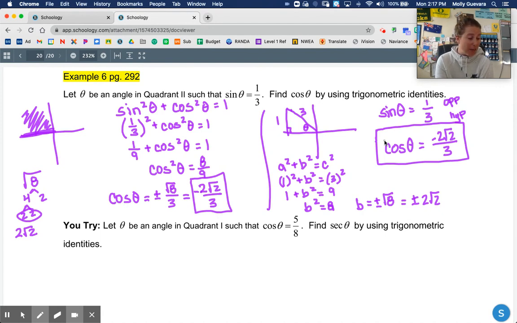But try it. It says, let theta be an angle in quadrant 1 such that cosine of theta is 5/8. Find secant of theta by using trig identities. So go ahead and try it, and then when you're ready, check your answers, hit play.